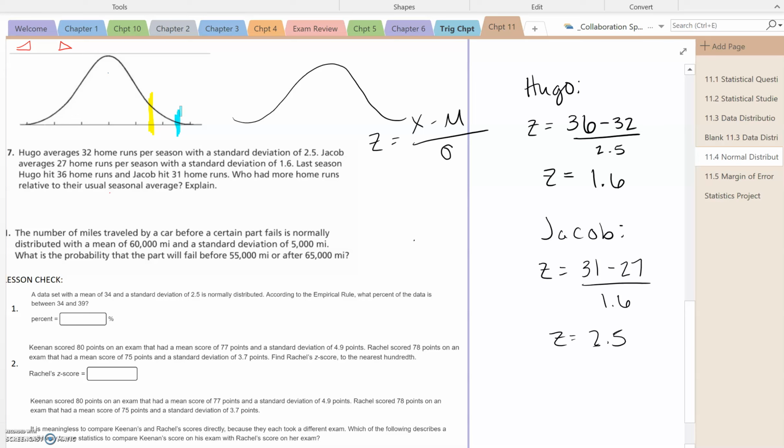So comparatively, Jacob did better than his usual seasonal average than Hugo, because although he still scored fewer home runs, compared to what he normally does, he was 2.5 standard deviations above what he normally does, and Hugo was only 1.6 standard deviations above what he normally does. So I'm not going to write that out in words because honestly I don't have enough room here, but you heard my explanation. So that is what you would be expected to do to explain why, even though someone has a lower number, they might have still done better than usual.